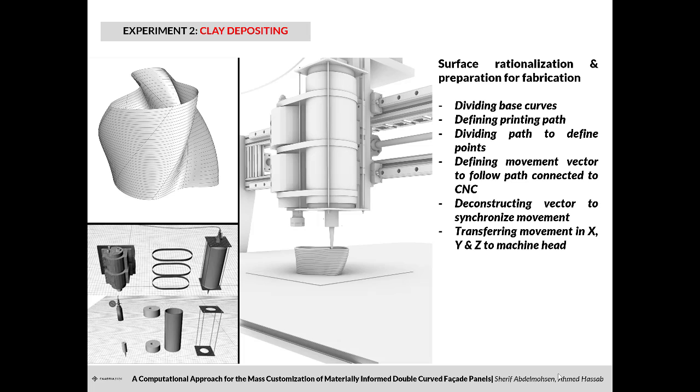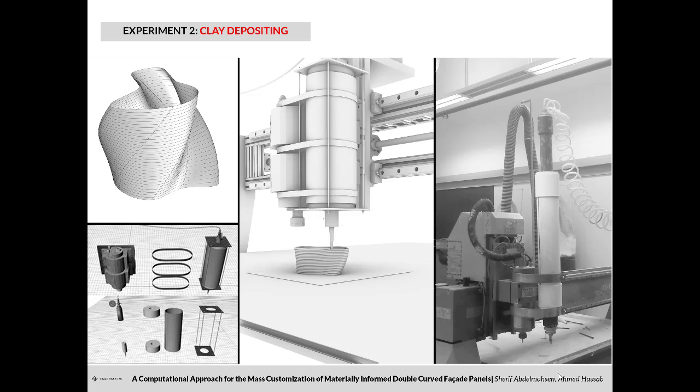This involved dividing the base curves, defining the printing path curve, and defining the movement vector to follow the path connected to the CNC. Another script was developed to simulate the clay printing process, including modifiers to the CNC router and deconstructing the vector to synchronize the movement and transferred movement in X and Y and Z directions to the machine head. These figures show the model surface, also the components of the setup, including air pressure, flow, extruder, CNC motor, clay mixture container, and it shows the simulation preview for clay deposition experiment, and on the very right, the extruder device added to the CNC router.